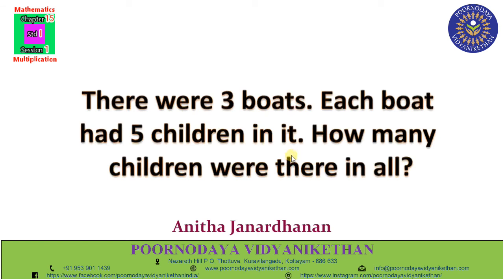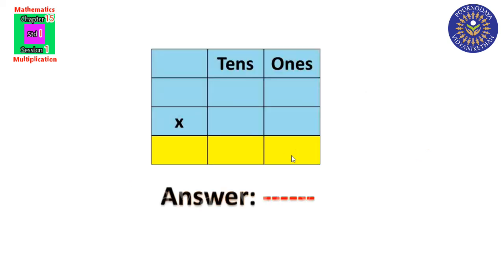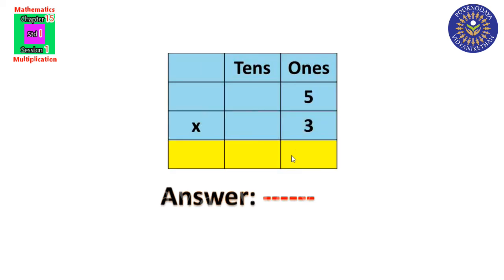There were 3 boats. Each boat had 5 children in it. How many children were there in all? Listen to the question once again. There were 3 boats. Each boat had 5 children in it. How many children were there in all? Here, 3 boats of 5 children. Isn't it? 3 groups of 5. So, we can write the table like this, 3 into 5 or 5 into 3.